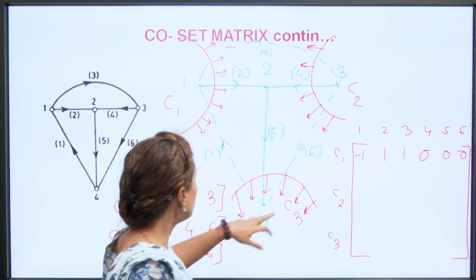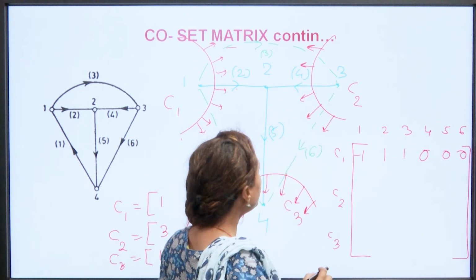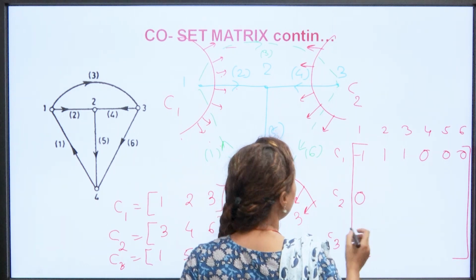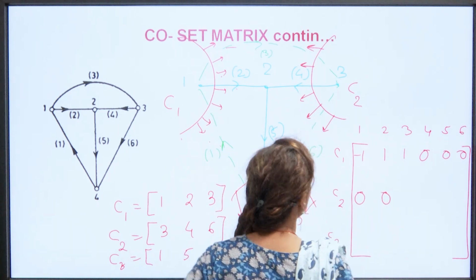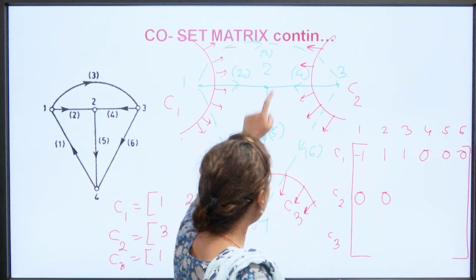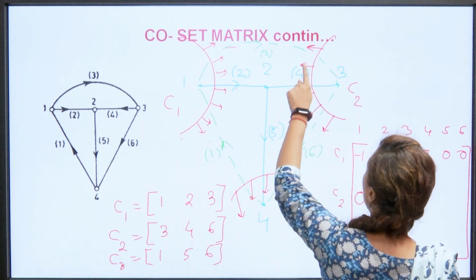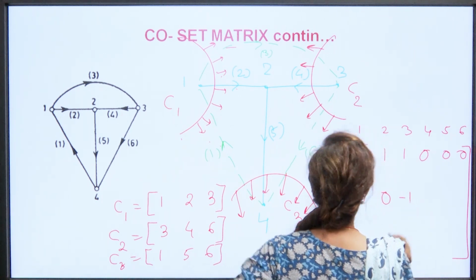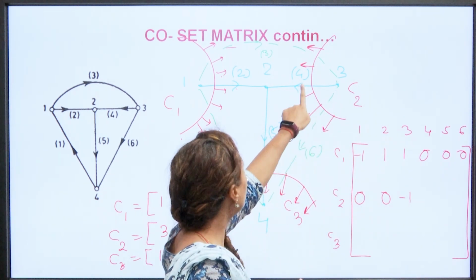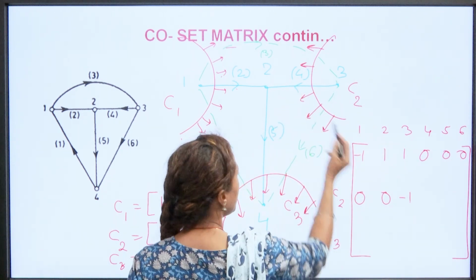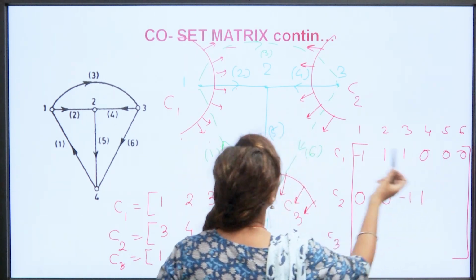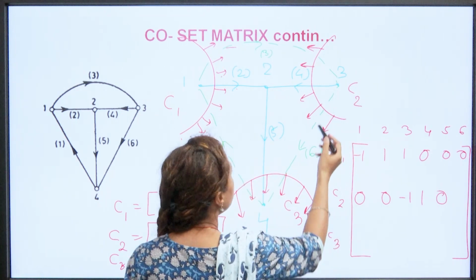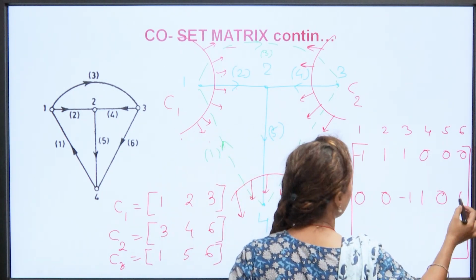For the C2, it is passing through 3, 4 and 6. It means 1 is 0, 2 is also 0, it is not passing through the second branch. For the third, the cut set is outward, but the third branch is inward, so it is opposite, that is why it is -1. For the fourth branch, it is following the same, so it is 1. For the fifth branch, it is not passing, that is 0. For the sixth branch, it is same, so it will be 1.